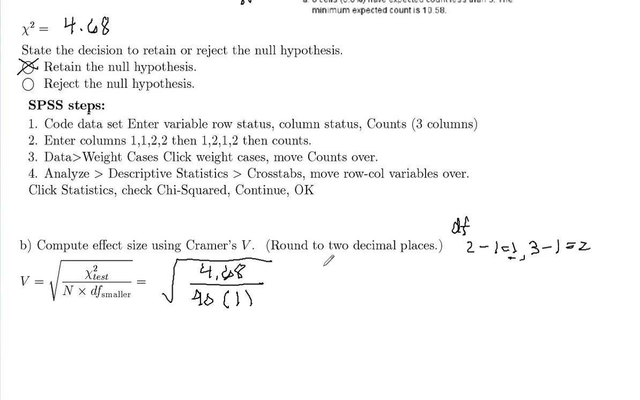So this is the square root of 4.68 over 90. If you key that into the calculator, you will get 0.23 to 2 decimal places. And that finishes that problem.